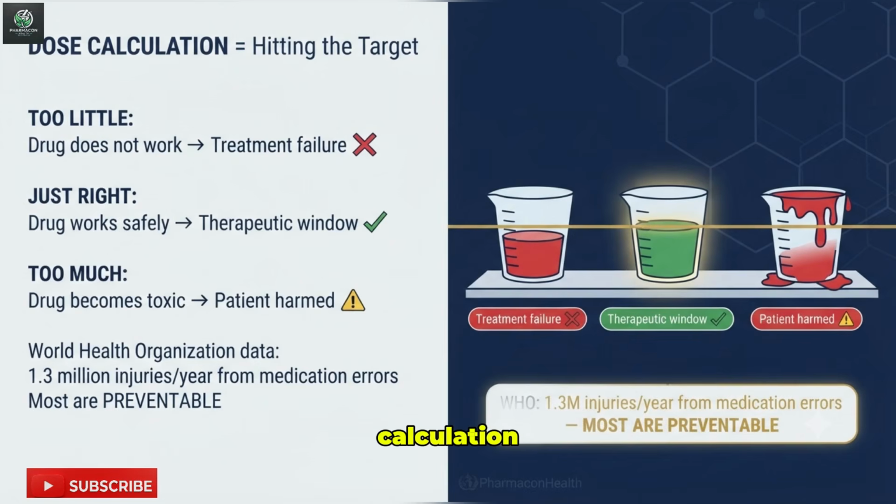Think of dose calculation like filling a cup with water. Too little and the person stays thirsty. The drug does not work. Too much and the cup overflows. The drug becomes a poison. The goal is always to hit the zone in between, enough drug to treat the condition, not so much that it causes harm. This zone is what we call the therapeutic window, the safe and effective range.